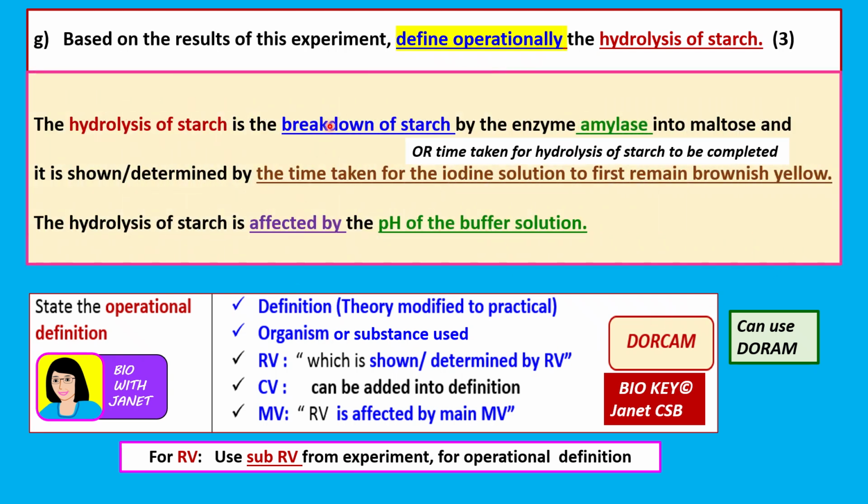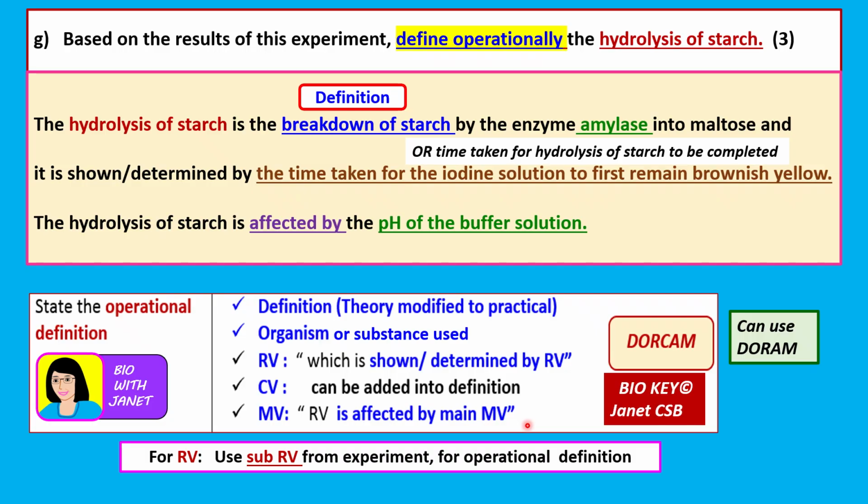Now, in your operational definition, you try to put in the theoretical definition, but modified to the practical. State the organism or substance used. In this case, the enzyme, amylase, and starch. You must mention these two, right? RV. So you must write is shown or determined by the particular RV. And then CV, you can add in, if not, never mind. Okay, but you want to make it complete, can add in.